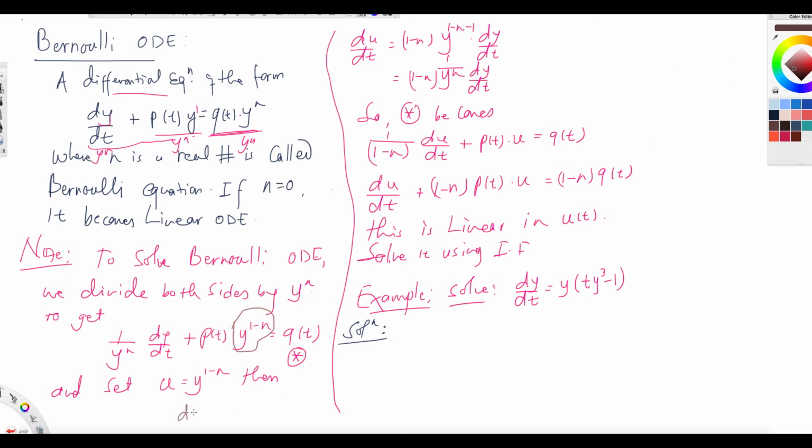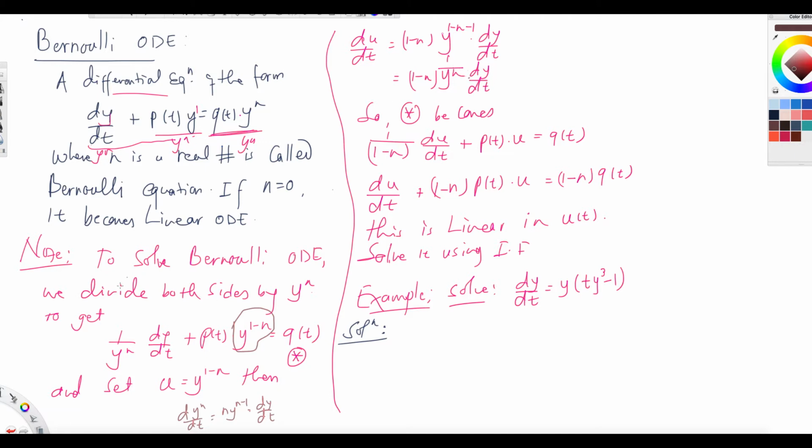So the derivative of y to the n over dt will be n y to the n minus 1 times dy/dt, right? Similarly here, we are doing n y to the n minus 1 times dy/dt. What happens here is you cancel that 1 and 1. So you get 1 minus n, and then y to the negative n means 1 over y to the n, times dy/dt.